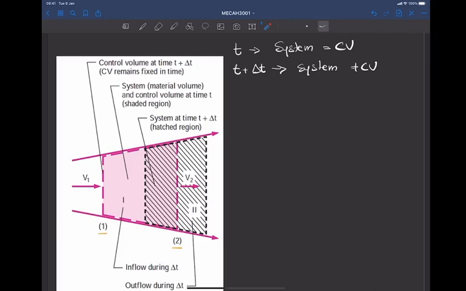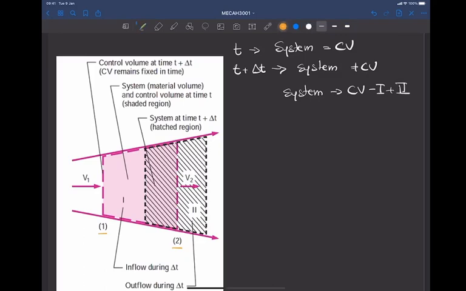In other words, at the time t plus delta t, the system will be associated to the region which is the control volume minus the region 1, which is not covered anymore, plus the region 2, which is newly covered by the system.